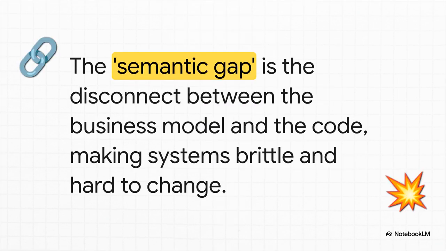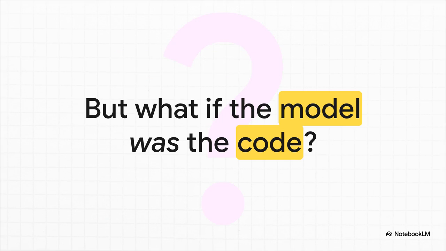Yeah, this disconnect has a name. Experts call it the semantic gap. And really, it's just the space between what the business folks think the system does and what the code actually does. And the wider that gap gets, the harder and, frankly, the more dangerous it becomes to make any changes at all. But what if we could close that gap?